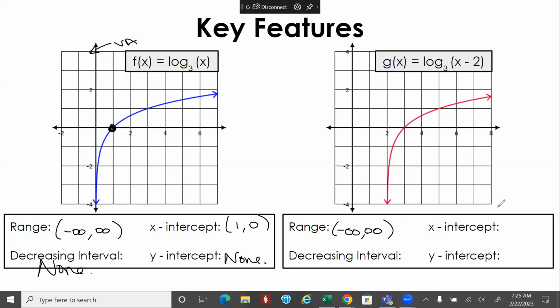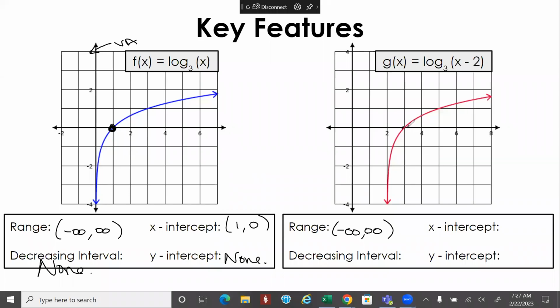Can you try this one over here? What's the x-intercept? Where does it cross the x-axis? 3. Okay, does it cross the y-axis at all? No, because it's got that vertical asymptote at 2, right? That means it does not cross 2, so it doesn't come over here. It also does not decrease.